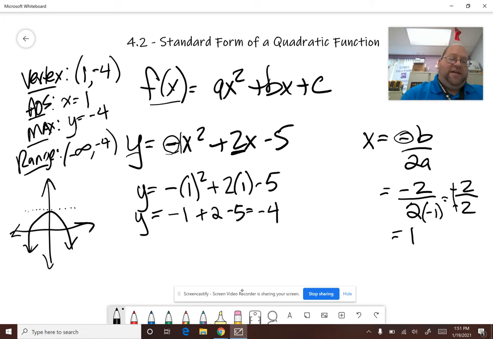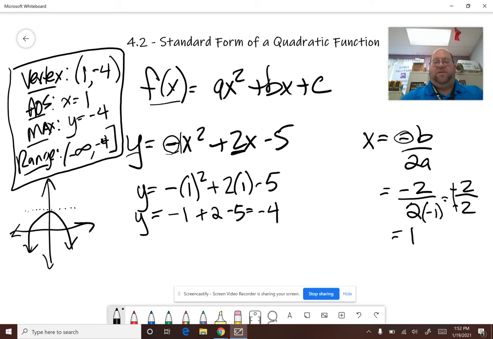Okay, and I made a mistake here. I'm going to go ahead and fix it real quick. Remember, if it includes that -4, we need a bracket there. Okay, so this would be your answer, in fact, for that particular problem that we were looking at.